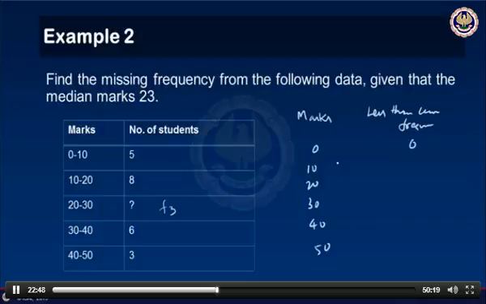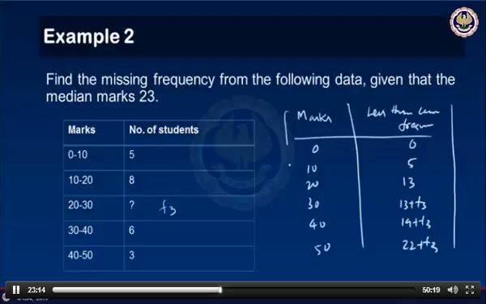First one is 0 up to 10, 5, and 5 plus 8 is 13, and 13 plus F3, and 13 plus F3 plus 6, 19 plus F3, and 19 plus 3, 22 plus F3. These are the important data before computing the median. Let us express the same thing in the next table, which is helpful for computing the missing frequency.